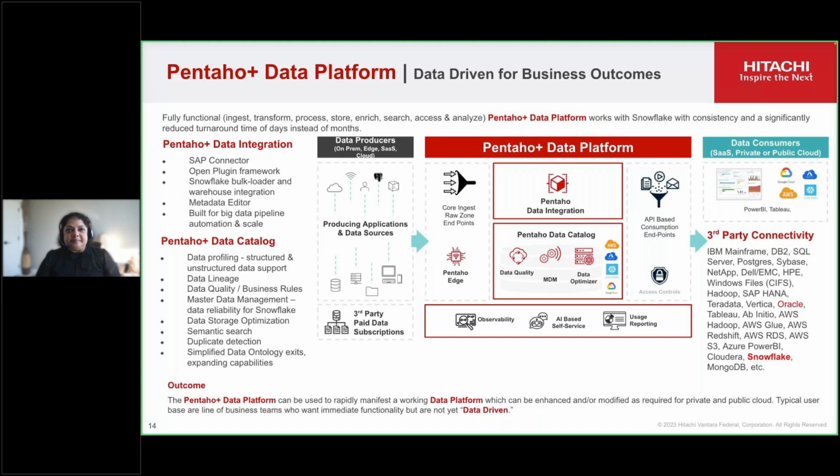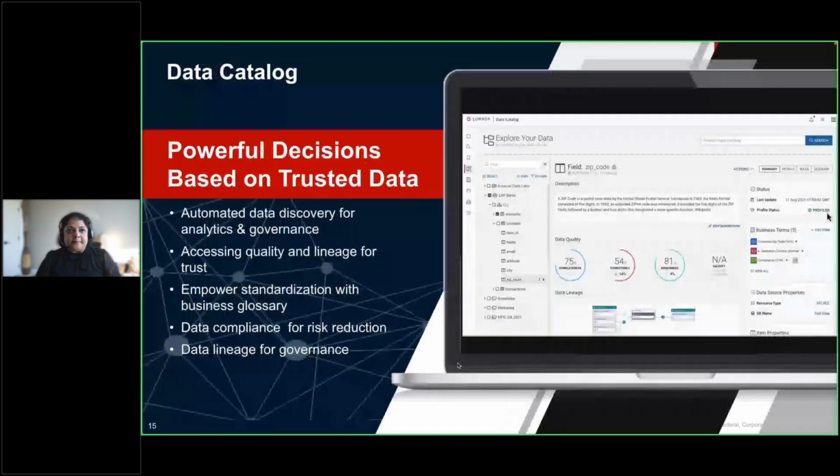Next slide, please. So this I'll quickly skip over, but this should give you an idea as to how the data catalog looks. And you can see the metadata, the data quality metrics, as well as the data lineage in graphical form. And next slide, please.